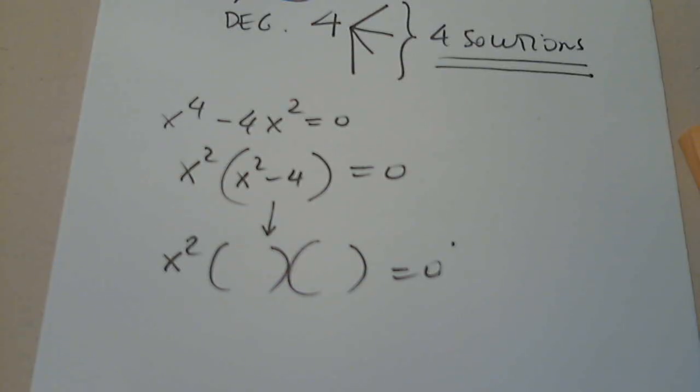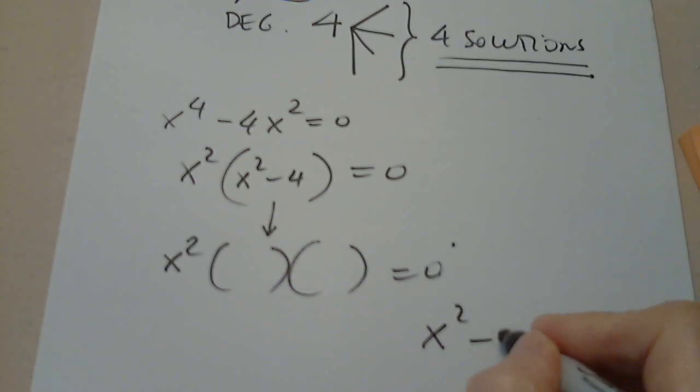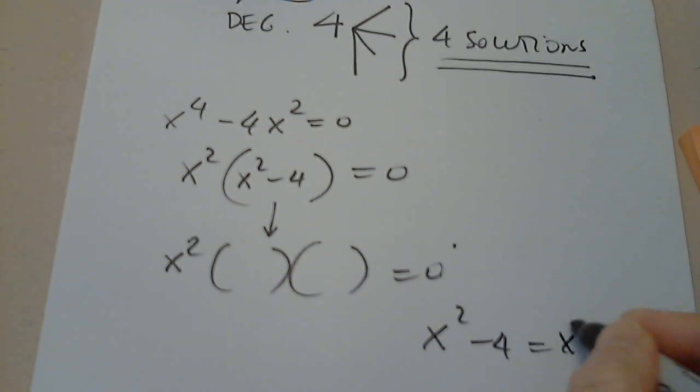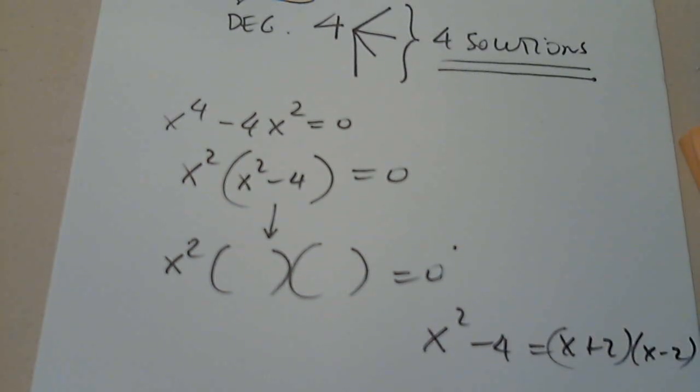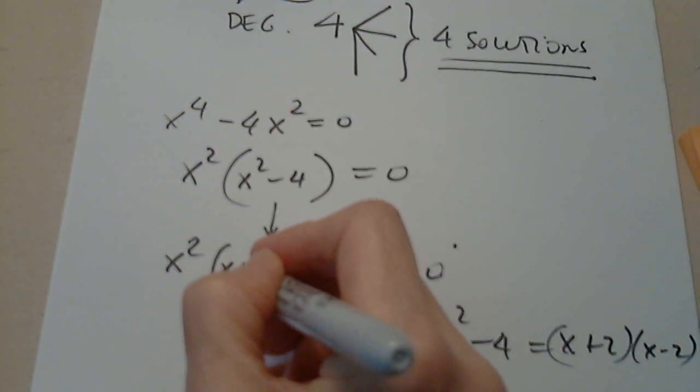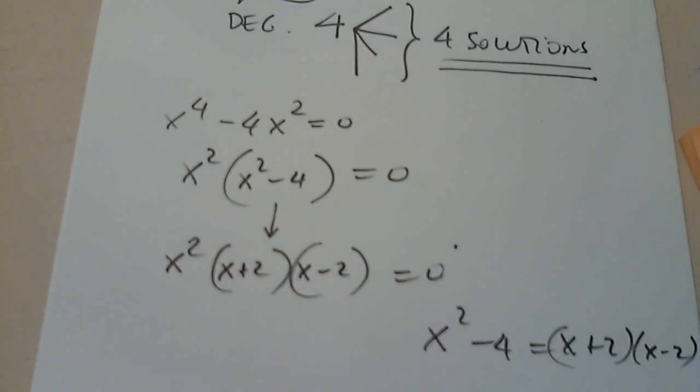Sure. It's x squared minus 4, which is x plus 2, x minus 2. Difference of squares. Perfect square, perfect square. So it's x plus 2 and x minus 2. It's the first special product in the factoring strategy for binomials.